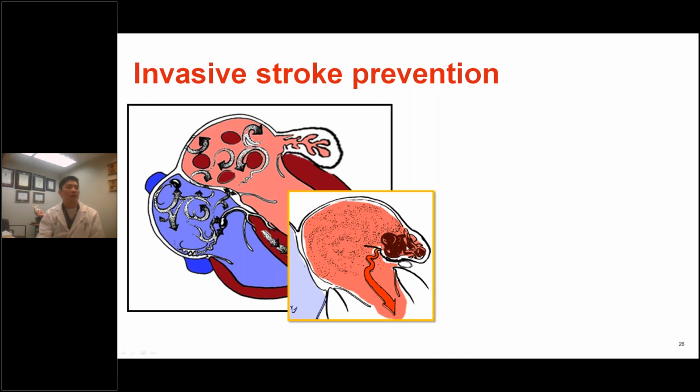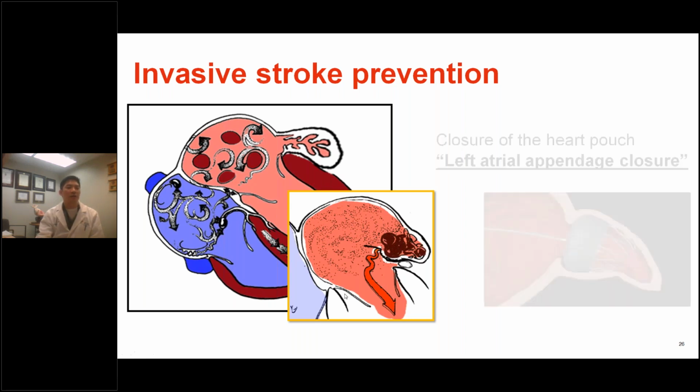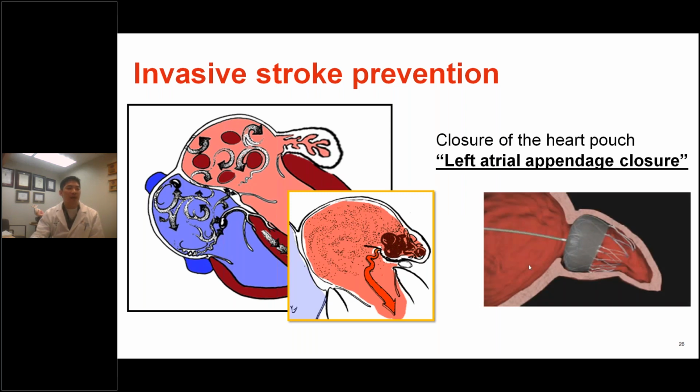The clot here is minimized if you're on a blood thinner, but if you can't be on a blood thinner, then we can plug up that pouch with either a little metal cage or a metal disc, and this is what the left atrial appendage closure is all about. And like I mentioned, there are many companies out there, but some of you will recognize this as the Watchman device or the Amplatzer plug, and so these are the 2 devices that are approved in Canada.